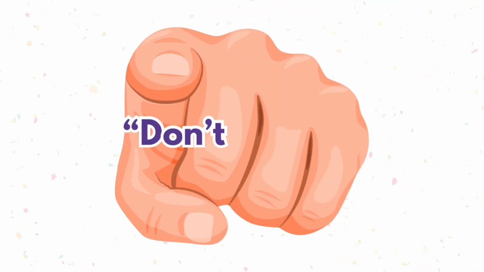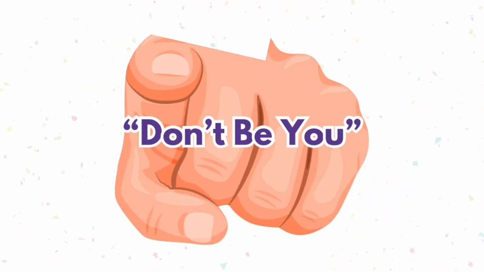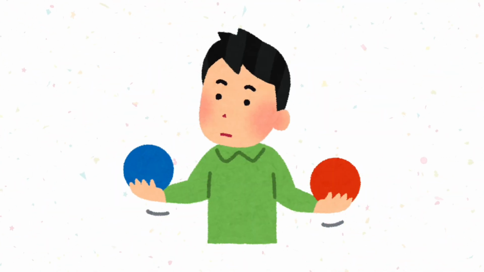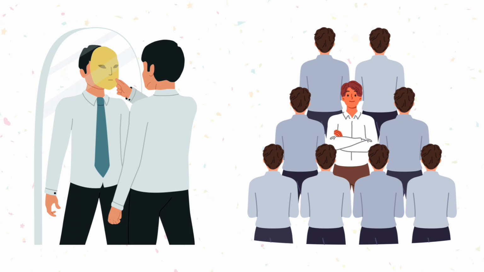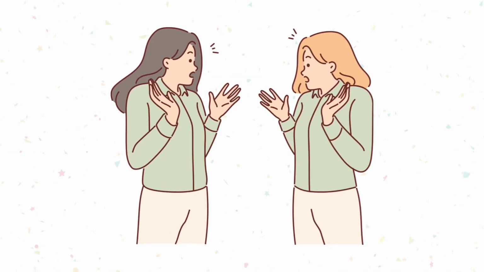Then we have the "don't be you" injunction, and this injunction implies that the child's true self is unacceptable, leading them to suppress their authentic personality. It often occurs in families where conformity is valued over individuality. For example, a child who is constantly told, "why can't you be more like your brother?" or sister, might grow up feeling that their true self is inadequate, leading them to constantly imitate others rather than being authentic.